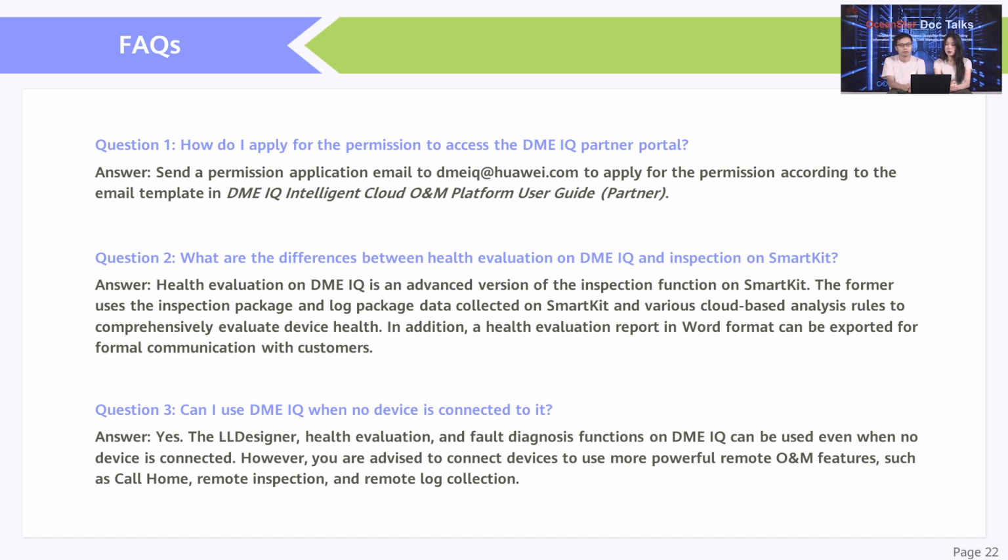Question 2. What are the differences between health evaluation on DME IQ and inspection on SmartKit? Health evaluation on DME IQ is an advanced version of the inspection function on SmartKit. The former uses the inspection package and log package data collected on SmartKit and various cloud-based analysis rules to comprehensively evaluate device health. In addition, a health evaluation report in Word format can be exported for formal communication with customers.